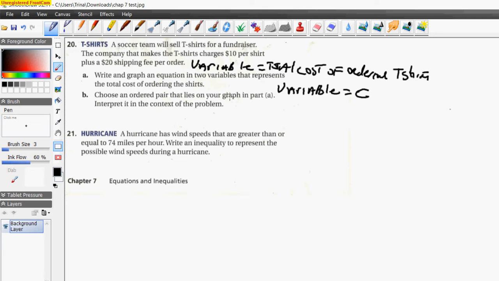Alright, now let's take a look at this and see what we can do. Let's deal with the actual equation. How would this equation look? So the equation is going to look like this. Let me write it in here.